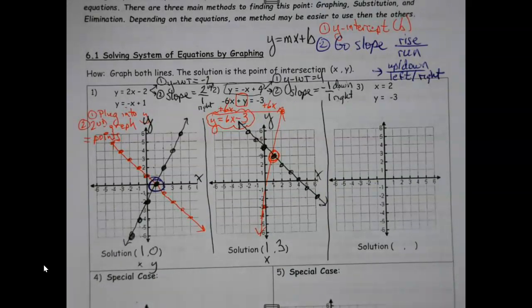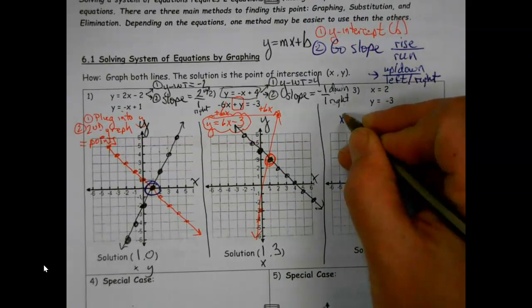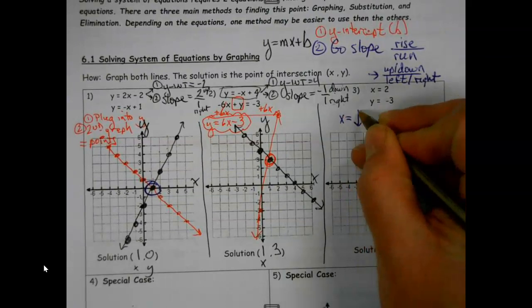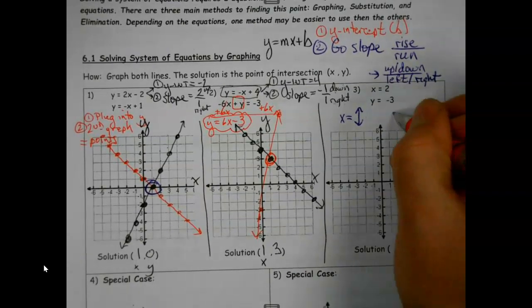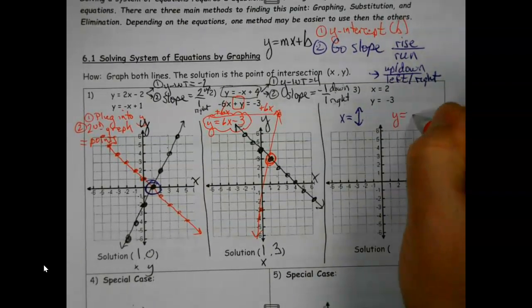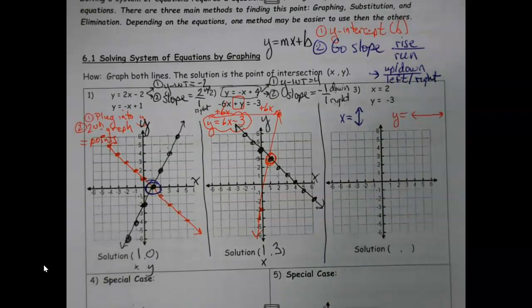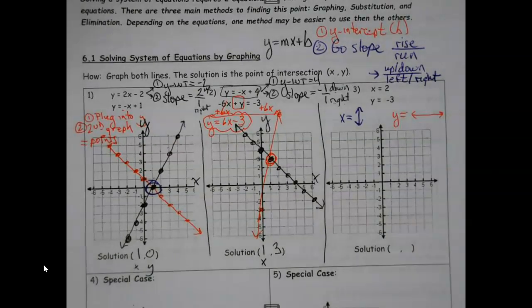When we see x equals a number, it is always a vertical line, a line that goes up and down. Y equals, if there's no x around, it's just a number, is going to be horizontal. We saw that first semester. So, all I have to do, this is the easiest graph we're going to have.